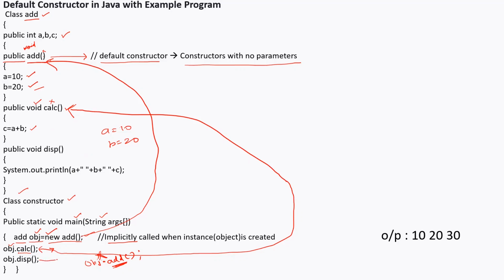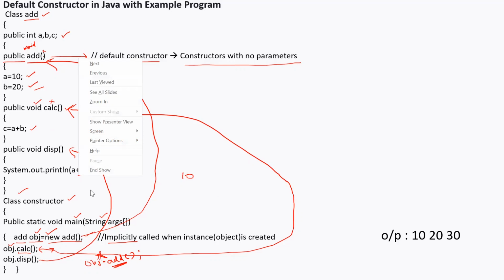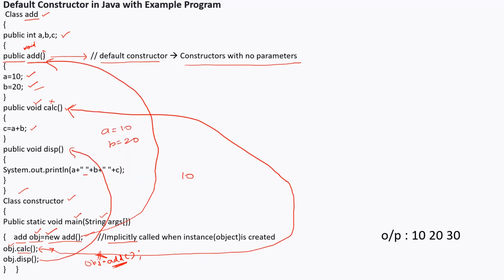Again, obj.display. So the cursor goes to your display method, which prints a value, 10 plus, it's nothing but the concatenation operator. You are appending a space here, right? So space plus again the concatenation operator. You are just appending this b value, which is 20, plus again you are appending a space, 30. So these three values will be printed with spaces. Is that point clear? So creating an object and with the help of that object calling a method.